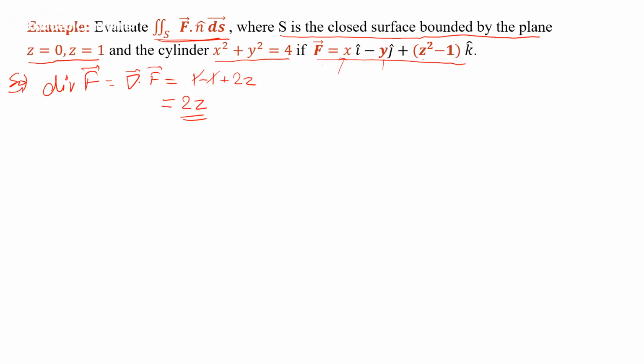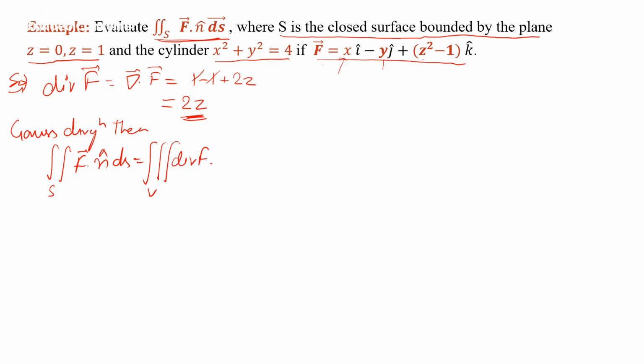Now by the Gauss divergence theorem, the surface integral of f dot n ds is equal to the triple integral over the volume of the divergence of f dv. Now this is the triple integral of 2z dv.